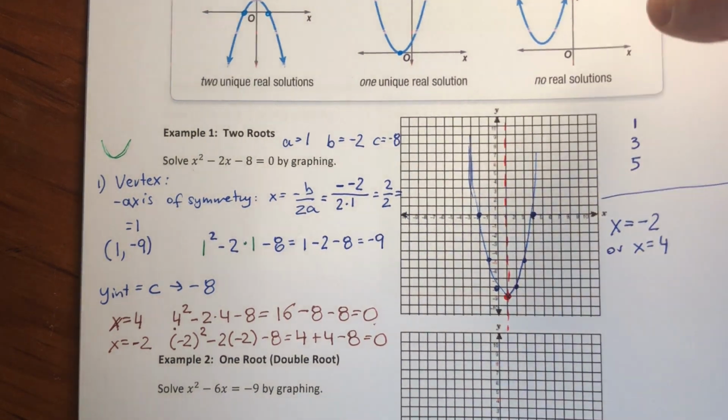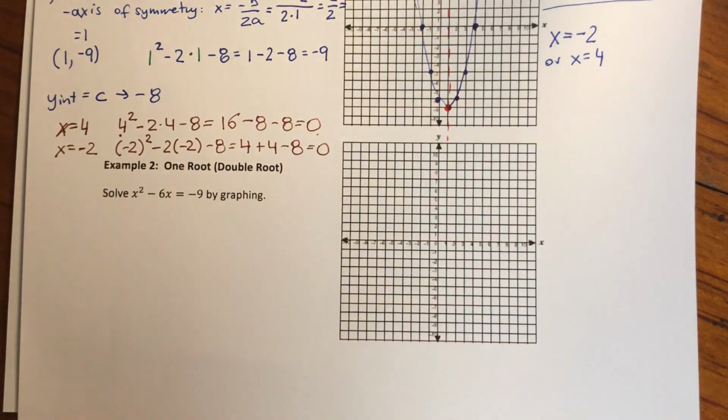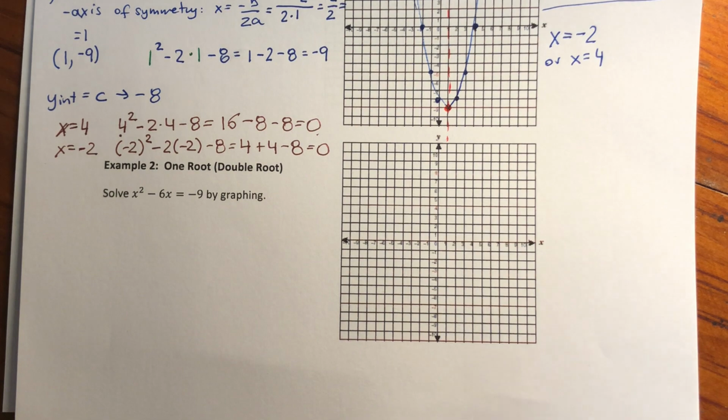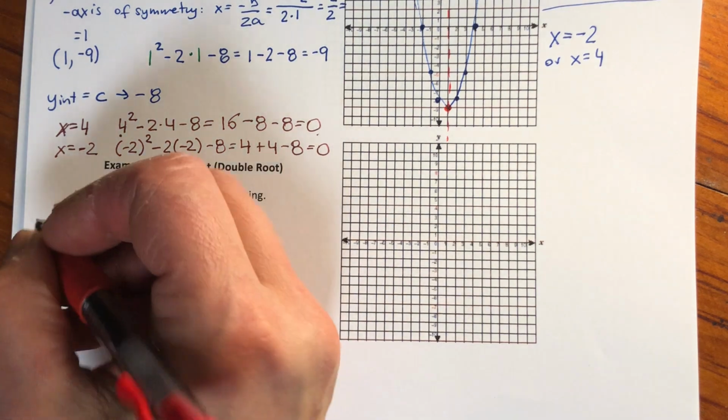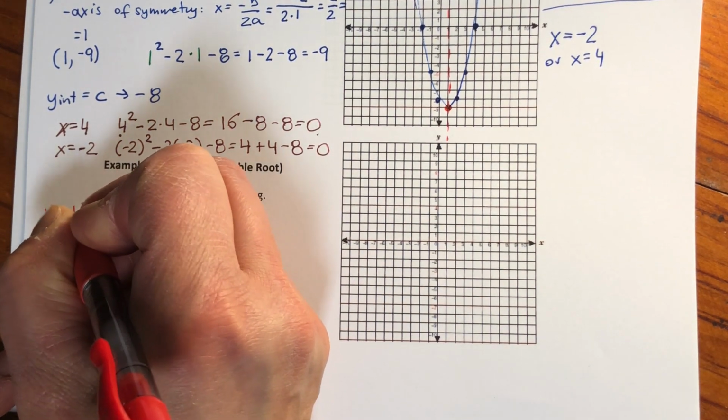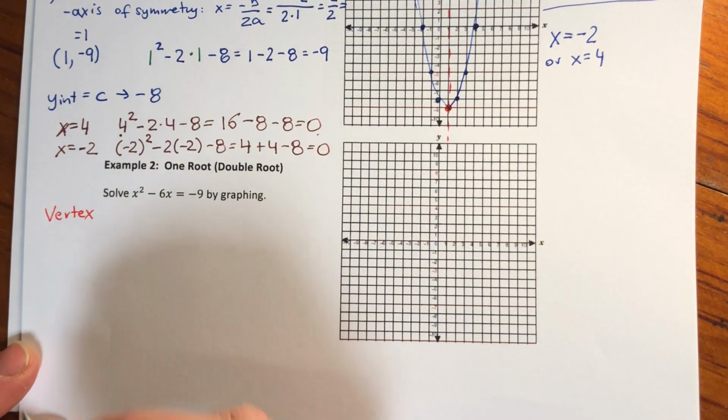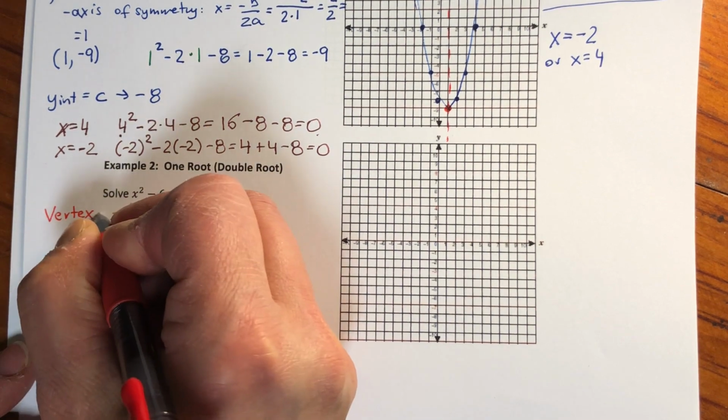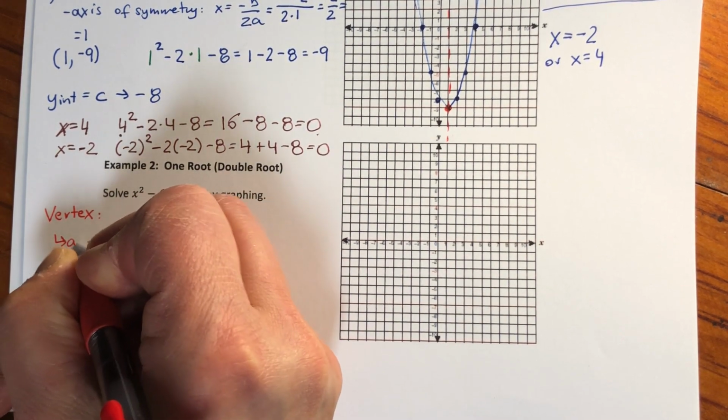All right, let's take a look at example number 2. Example number 2 is going to have one root, so we know what we are looking for. We are still going to start the same way. We are going to figure out what the vertex is. And we know that in order to find the vertex, we'll start with the axis of symmetry.